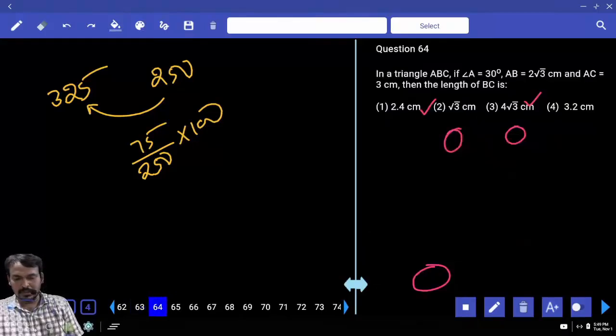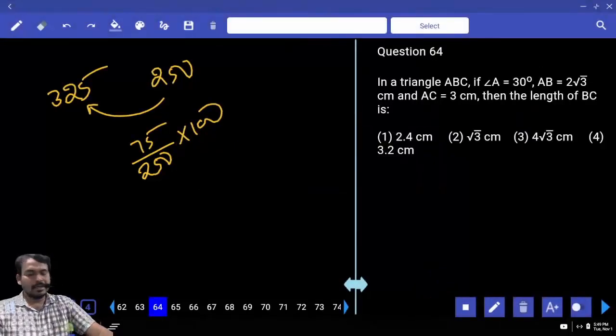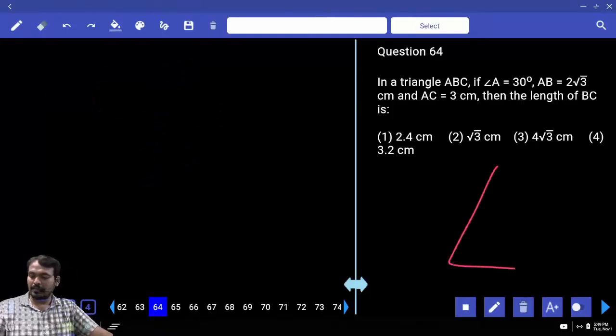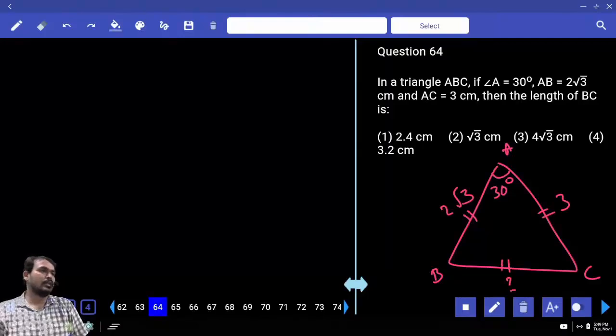Question number 64. In a triangle ABC, angle A is given how much? 30 degrees. AB is given 2 root 3 centimeters and AC is given 3 centimeters. Then what is the length of BC? Okay. Here in triangle ABC, A is given 30 degrees, AB value is given 2 root 3 and AC value is given 3. We required which one? BC value. By using the cosine rule.